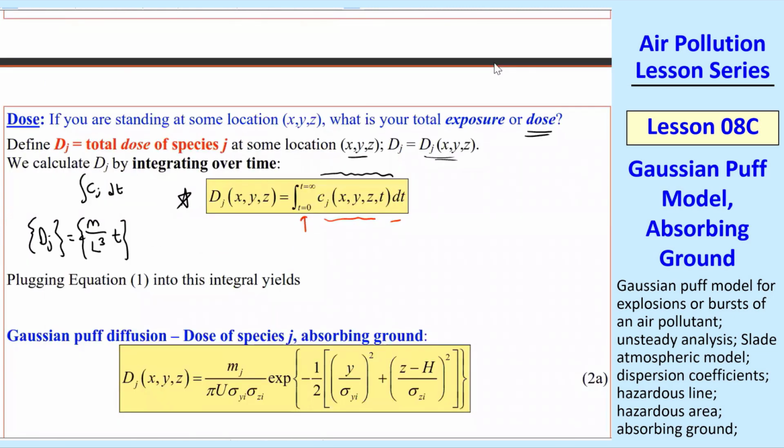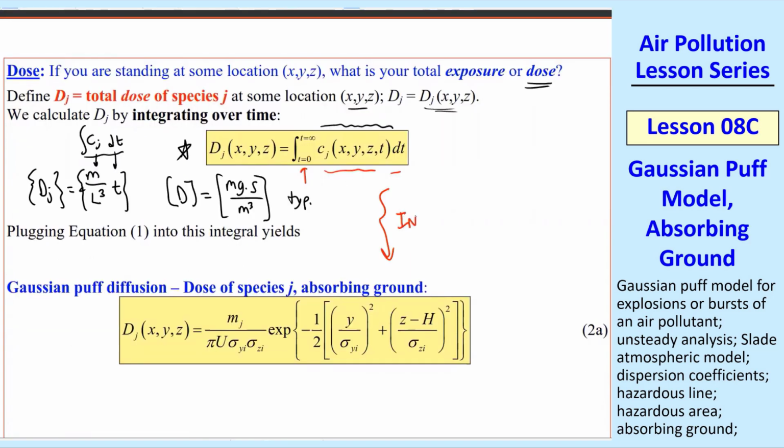I always like to look at dimensions and units. Integral of CJ dt, so CJ is mass per volume, and then when you integrate with time, you get a time there. So the dimensions are m over L cubed times t, and the units typically are milligram second per meter cubed. So we need to integrate, and I'll do my curly arrow.